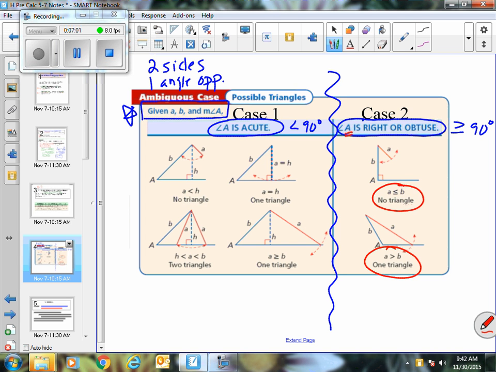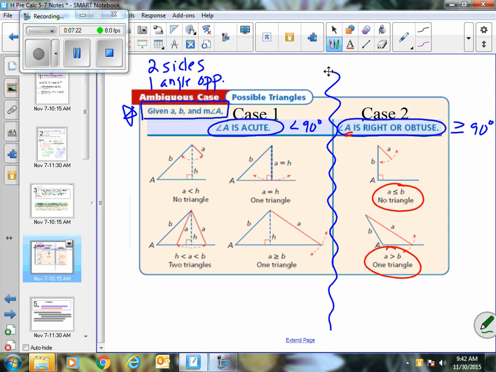It will be an obtuse triangle, and you're going to be able to solve for those other pieces by using law of sines. So in case 2, it's as basic as just comparing the sides. If it's longer, cool, 1 triangle. If the side opposite is shorter, can't do it. It's physically impossible to draw. It'd be no solution.